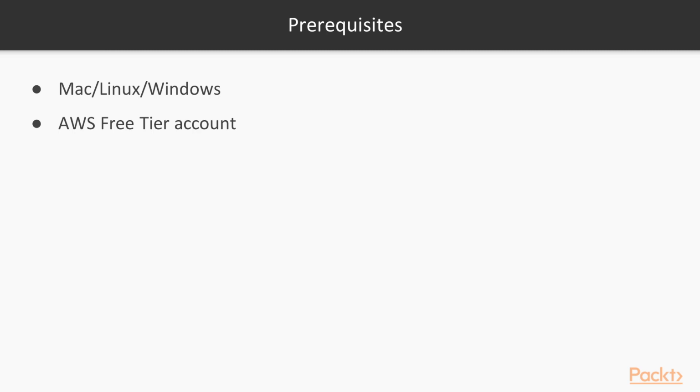To be able to do this course, you will need a Mac, Linux, or Windows machine, as well as you will have to set up an AWS free tier account to be able to do the exercises that we're going to do as part of the course.